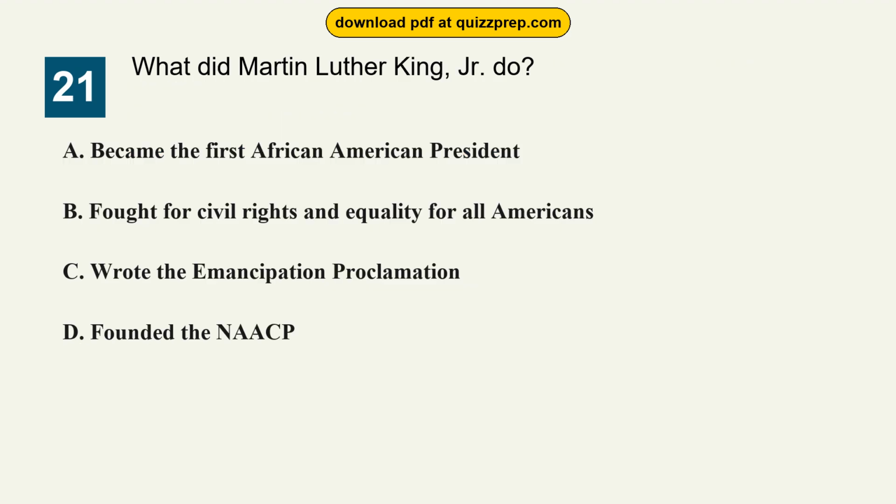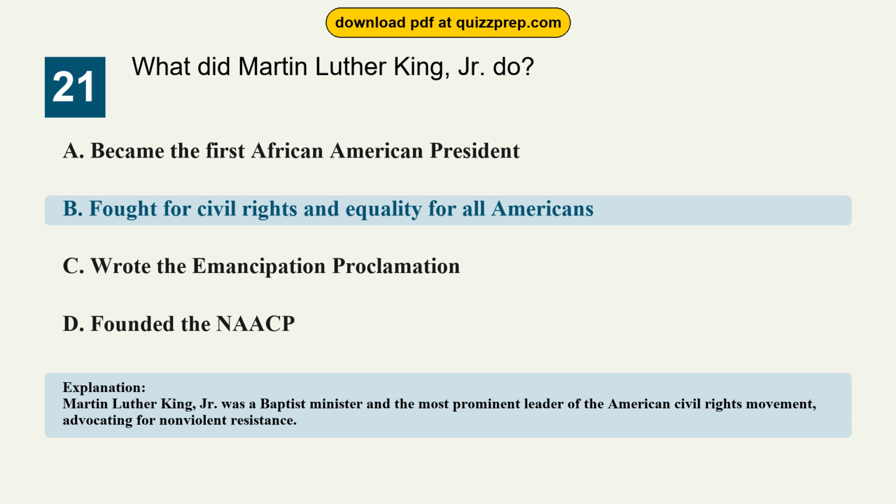Question 21. What did Martin Luther King, Jr. do? Option A, became the first African American president. Option B, fought for civil rights and equality for all Americans. Option C, wrote the Emancipation Proclamation. Option D, founded the NAACP. The correct answer is option B. Fought for civil rights and equality for all Americans. Martin Luther King, Jr. was a Baptist minister and the most prominent leader of the American civil rights movement, advocating for nonviolent resistance.